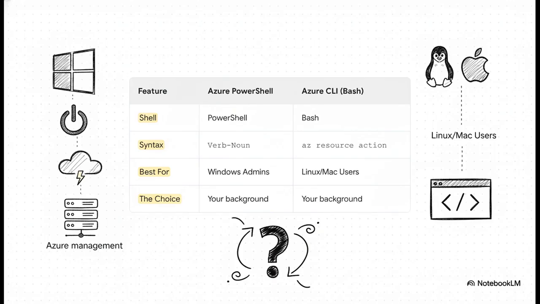PowerShell uses that verb-noun style, New-AzVM. The CLI is more like az resource action, so az vm create. So which do you pick? It's 100% based on your background and what feels more natural to you. That's it. For the exam, they're equals.